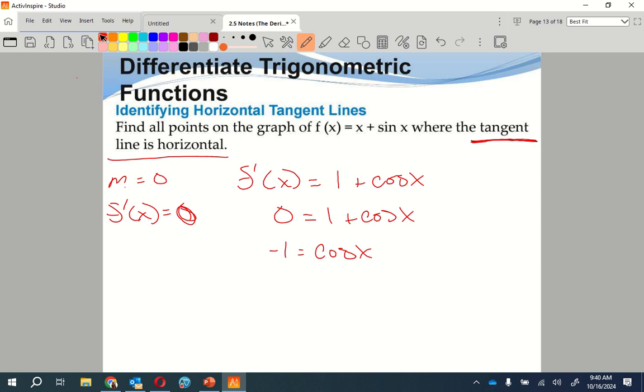Inverse, right? Inverse or arc. It's actually written both ways, so arc cosine or inverse cosine for both. And when I do that, it changes this, so it's going to move where the x is located. It's going to say x is equal to arc cosine of -1.